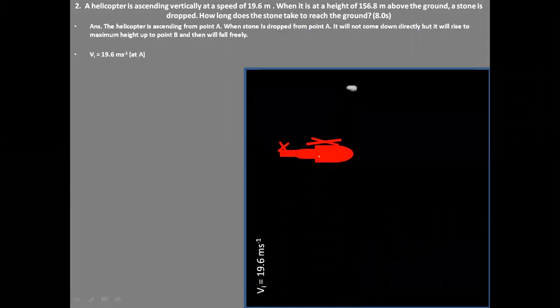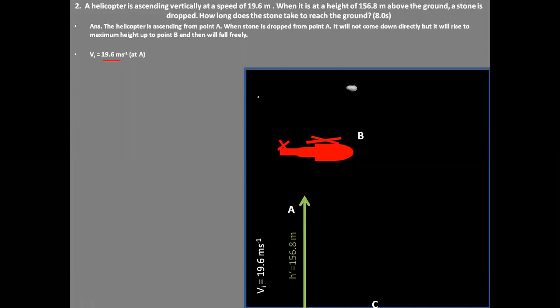Now in this case, let's assume the initial velocity we have is 19.6, which is given to us at point A. Let's call this point A, and the stone after leaving this point reaches up to point B. So the helicopter stops over here. It covers a distance of 156.8 meters, and it has a velocity of 19.6 meters per second, and the stone is reaching point B. Now in this scenario, the initial velocity which we had was 19.6 meters per second.